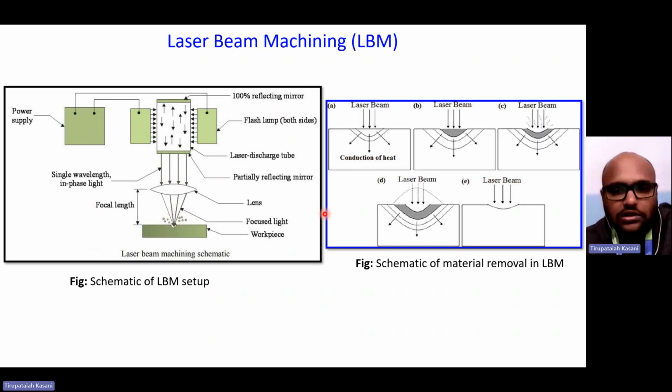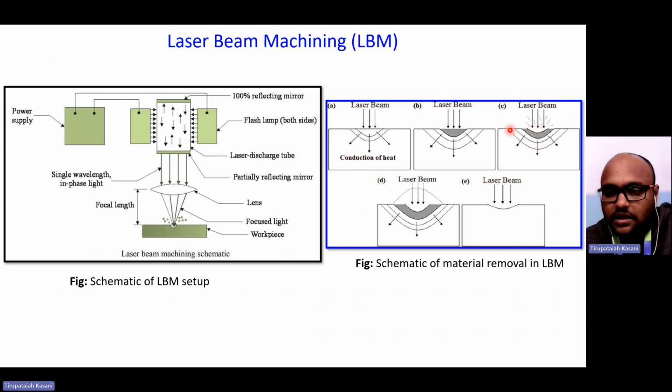See here the material removal mechanism in case of laser beam machining. This is the laser beam, and this is the workpiece. Initially the beam falls here, and due to conduction most of the heat is transferred to the bulk portion of the workpiece. After that, melting starts in some portion, and then the melting of the metal stops, but the already molten metal is pushed further, while the conduction mode of heat transfer continues in these three cases.